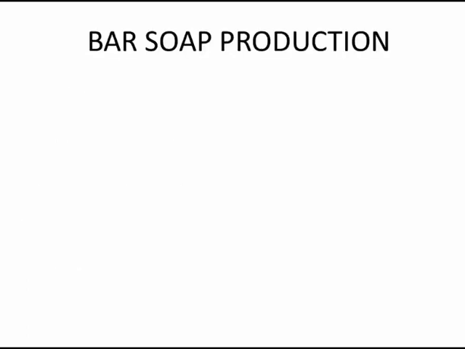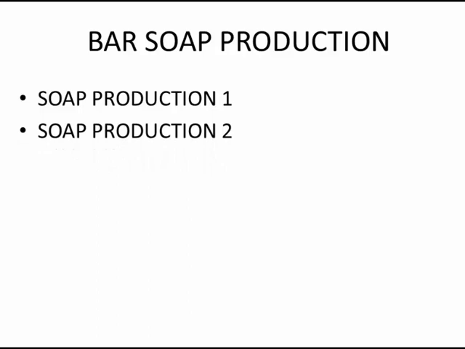Now let's look at bar soap production. In bar soap production, we have two major productions: production 1 and production 2. In production 1, what you do is convert the soap chemicals, which are majorly in powdery form. You have the caustic soda, the soda ash, and the sodium sulfate. All of these are in powdery form. You have to convert them to liquid form before you can use them for soap production. So production 1 is about converting from powdery form to liquid form.